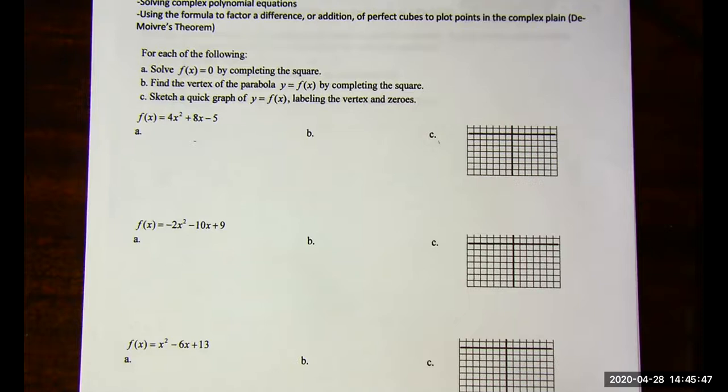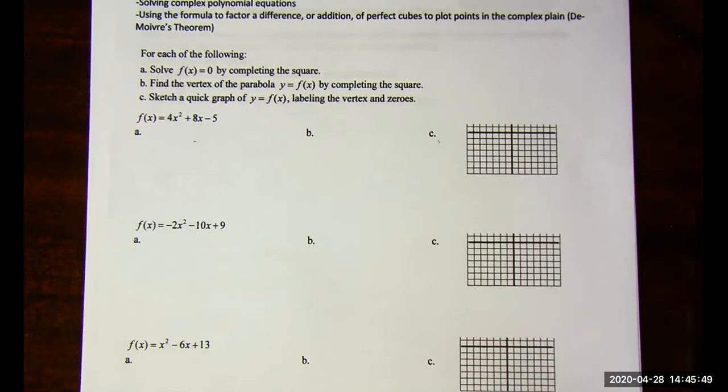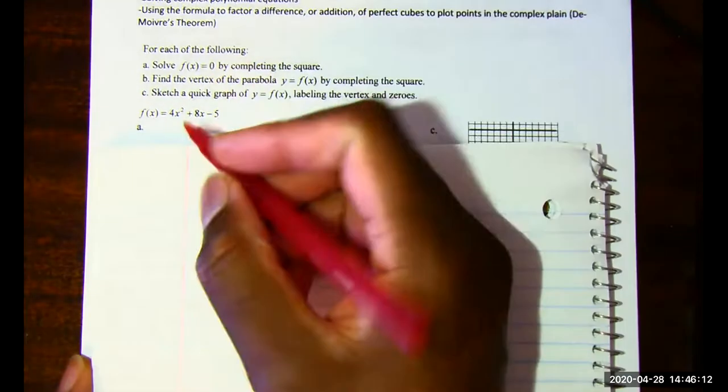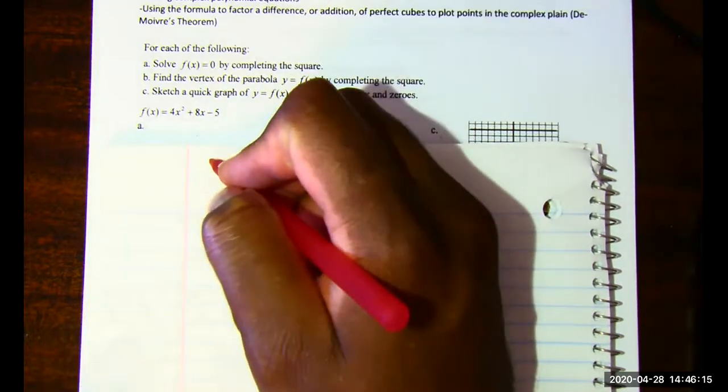These are just examples of completing the square. These are some examples of completing a square when A is a number other than 1. Solve for 0 by completing the square, find the vertex, sketch a quick graph. So I'm just going to go ahead and solve for 0 via completing the square.